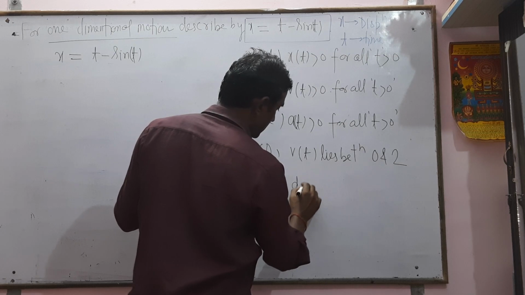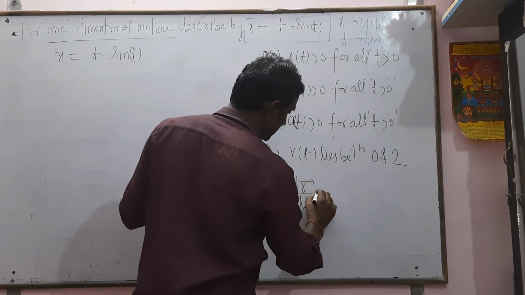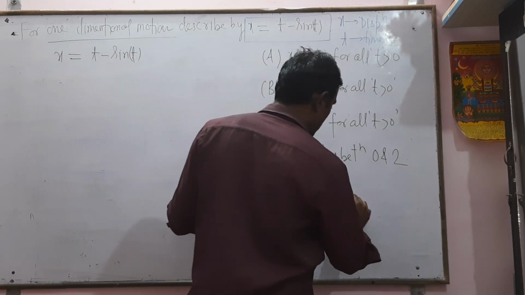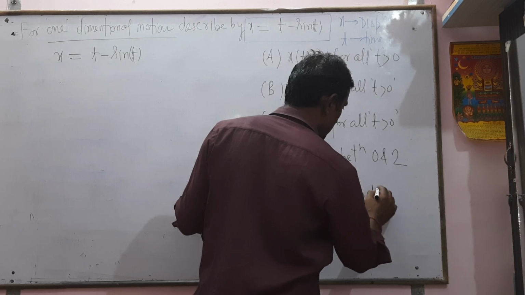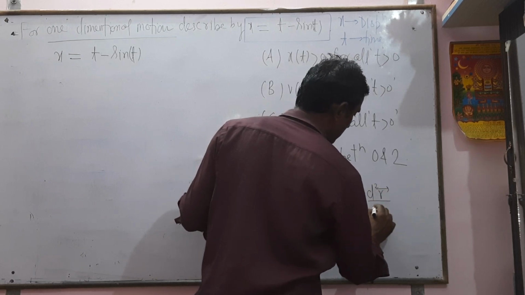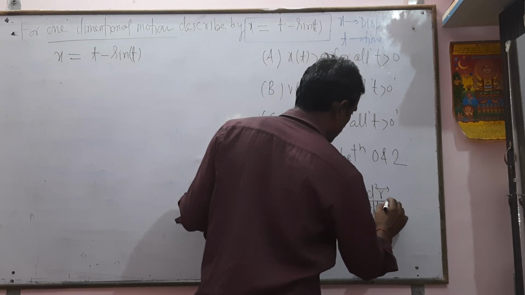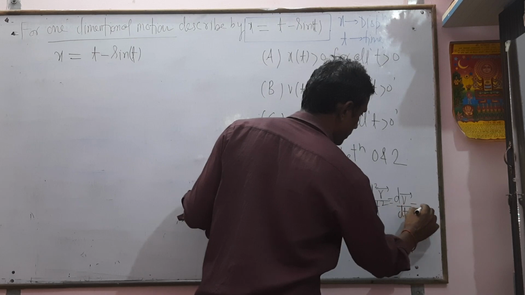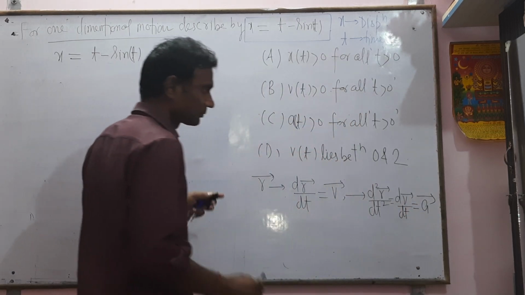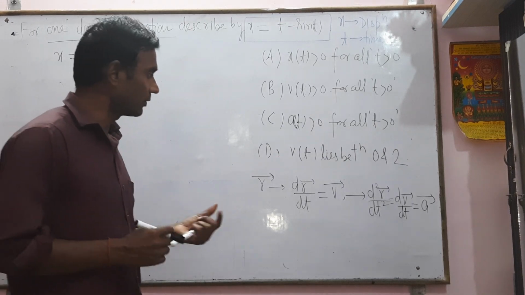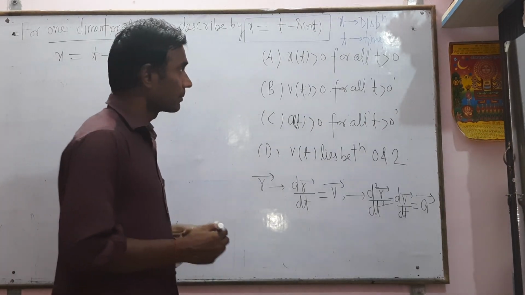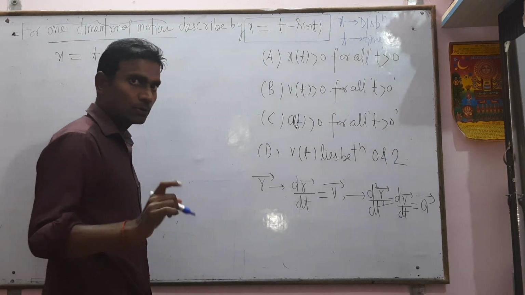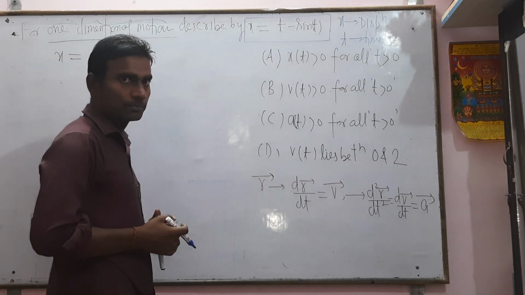If we differentiate the displacement vector dr by dt, that gives the velocity vector. If we differentiate the velocity vector, or double differentiate the position vector, d2r by dt2 equals dv by dt equals the acceleration vector. That is an important point. But here the question gives one dimensional motion, so in one dimensional motion the vector notation can be removed.